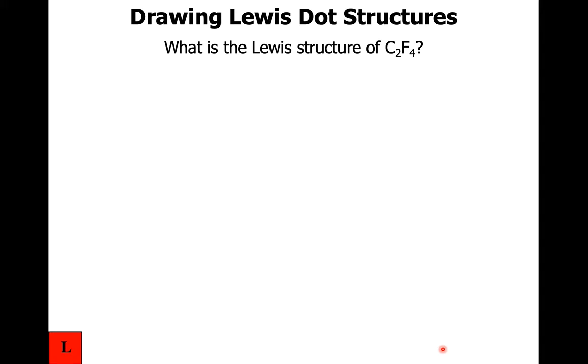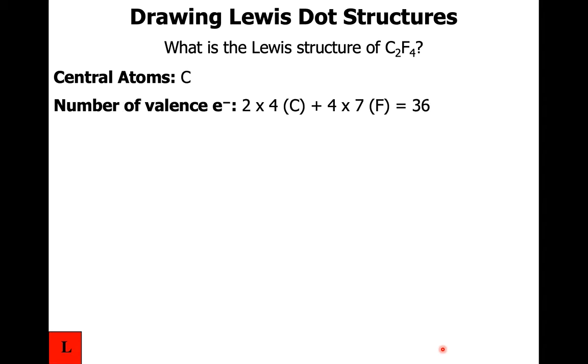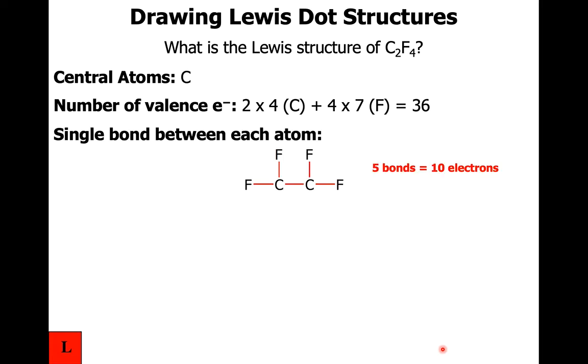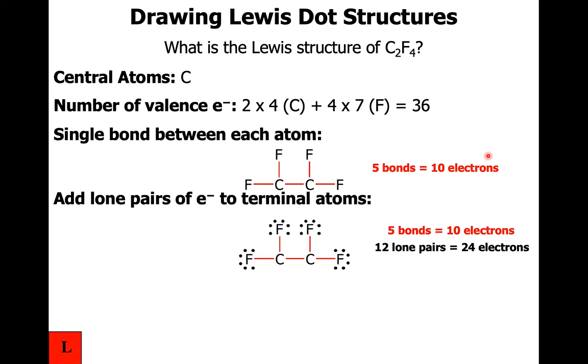Let's do one more. This one has 2 central atoms, but the first part of it is similar. We have to figure out the total number of valence electrons. Each carbon brings in 4, and each fluorine brings in 7. This gives us a total of 36 valence electrons. And so first, again, we tether everything together. We tether the carbons together, and attach 2 fluorines to each one of the carbons. That uses 10 of the total electrons.